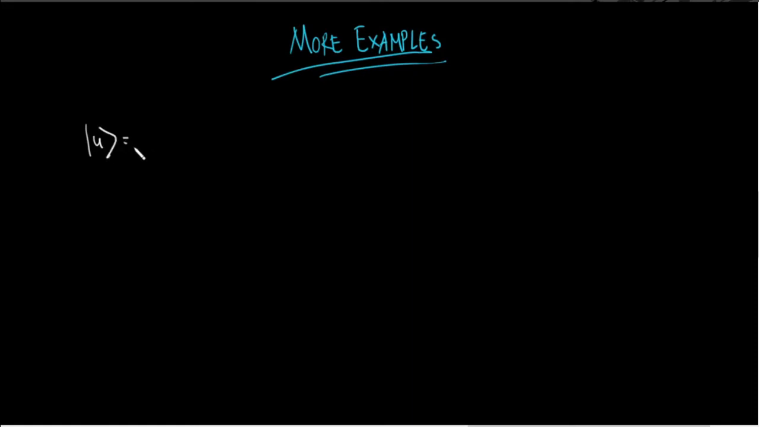Alright, so suppose I have a state u, which is |0> plus 2|1>, and I have a state v, which is 3|0> plus |1>. Okay, so what is the tensor product of u and v?